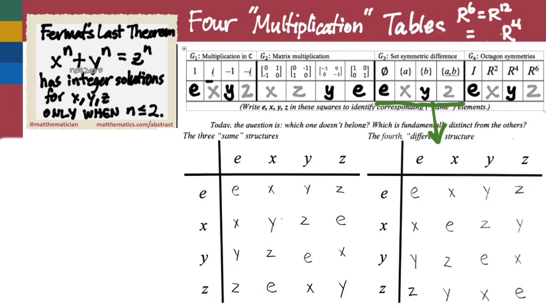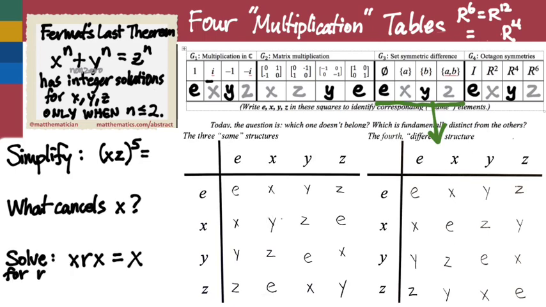So here's the plan. What I'd like for you to do is to get into your numbered groups again, so 5, 6, 7, 8, 9, 10. And I have 3 algebra tasks for you to get started. One of them is a simplify task. So, simplify the expression xz, the quantity, raised to the 5th power. And do it for both of these different structures. See if you get the same answer, see if you get different answers. Also answer the question, what cancels x in each of these structures?